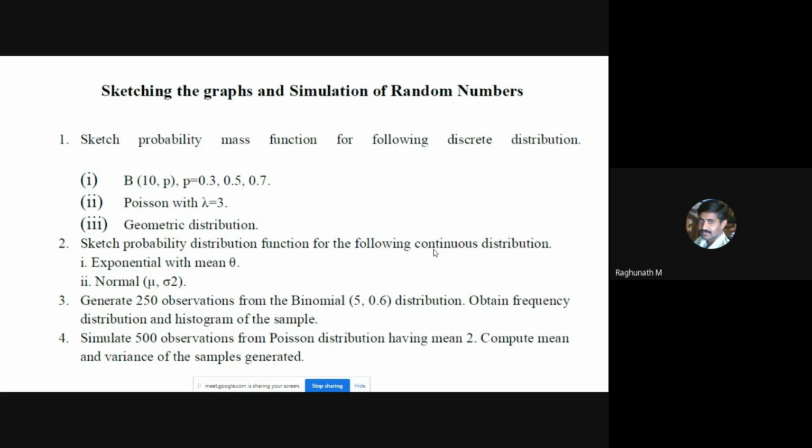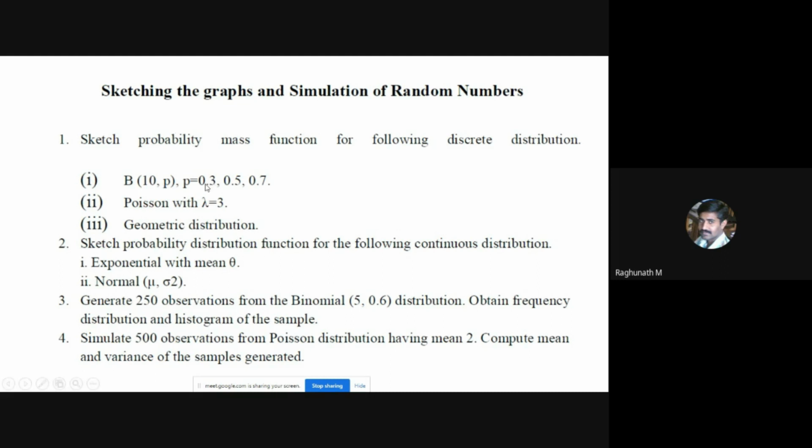So here we shall fix n. N is going to be 10. You can fix any number, maybe 20, 25, 30, depending on your interest. In this example, I am going to consider n equal to 10. And for the p value, I have chosen three values.